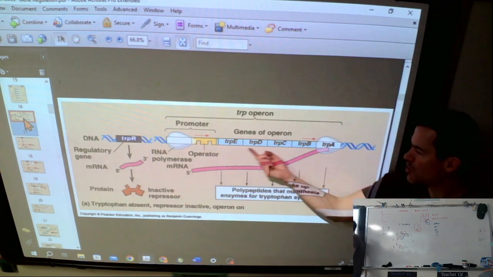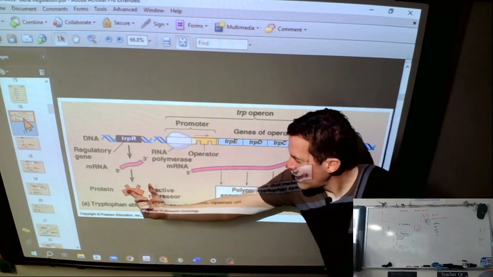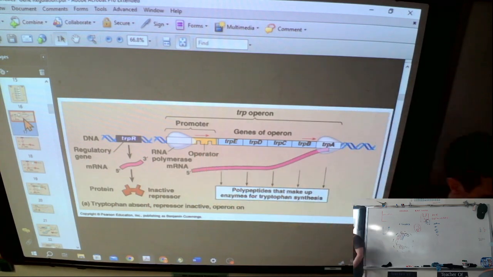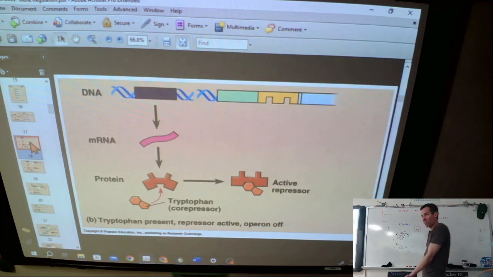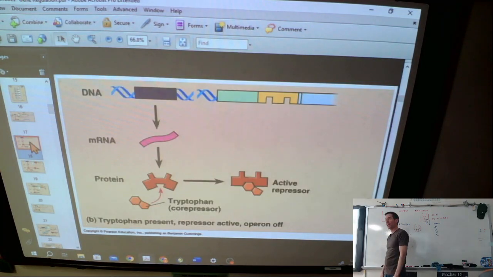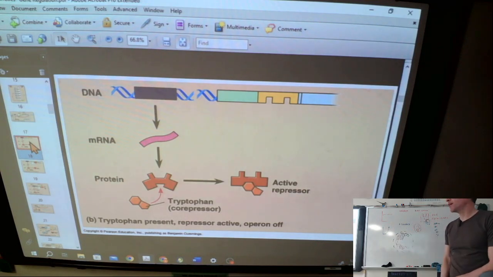Well, if I'm making a bunch of tryptophan, then the presence of tryptophan will cause that to fit. So again, a bacteria doesn't have a brain, how does it know to control its tryptophan levels? That's how. It doesn't know. It just does. All right. So that's one way that bacteria can run their genes.